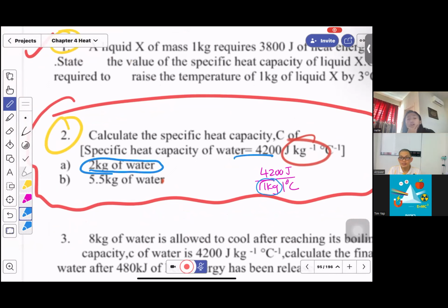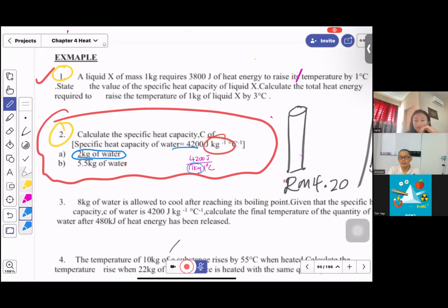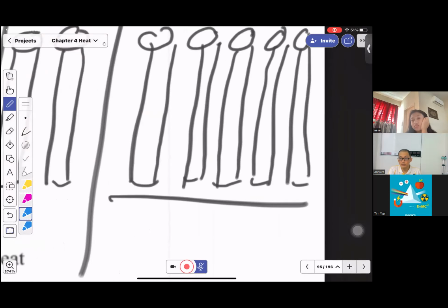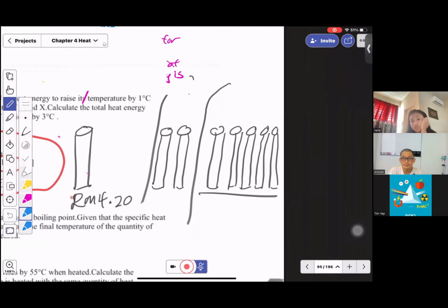The specific heat capacity for the same material is always the same. We don't see how many kg it is, because we always refer to 1 kg. Understand or not? Like you're buying the pen. I ask you how much per pen, even though I put all the pens together. All right.